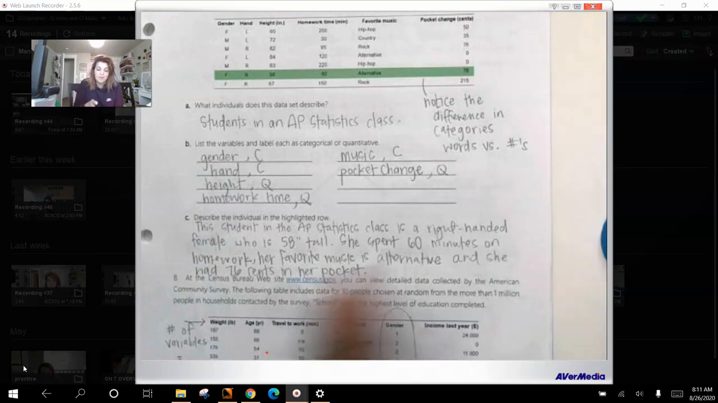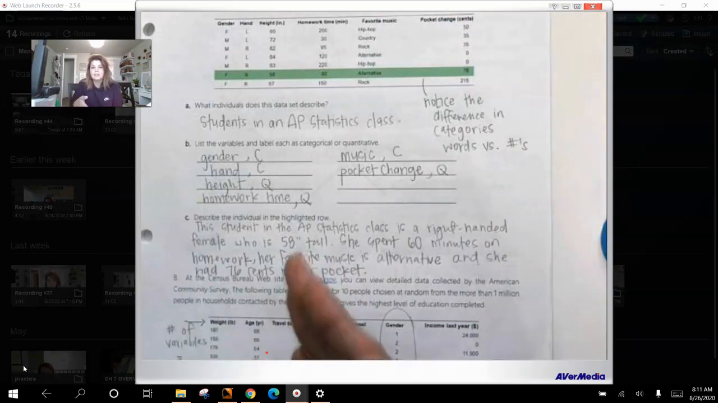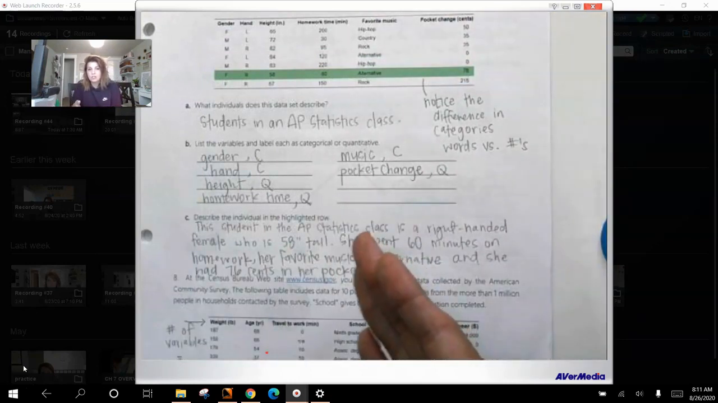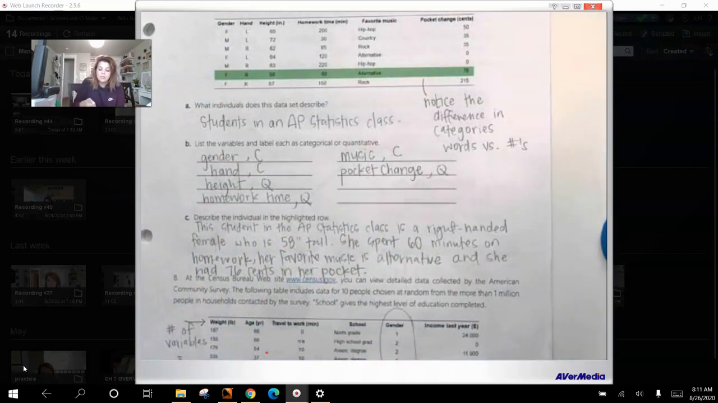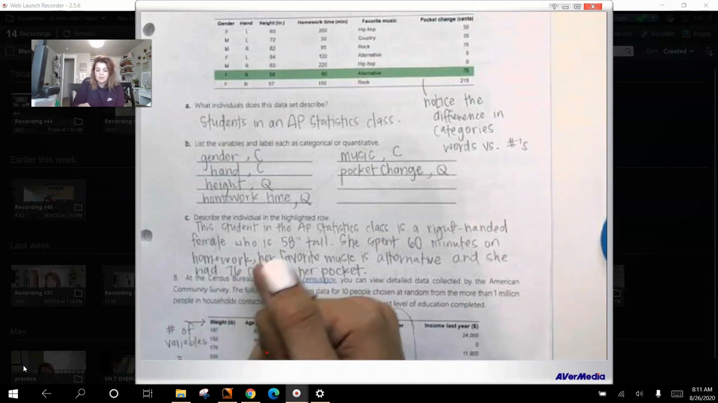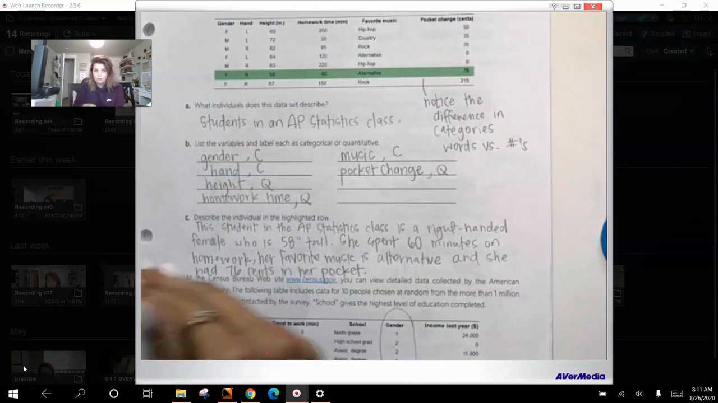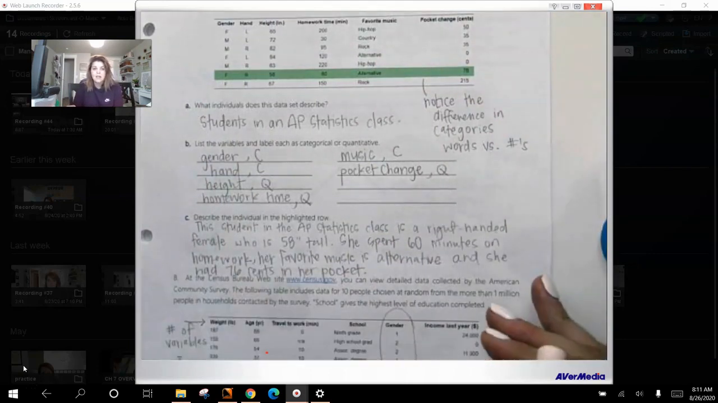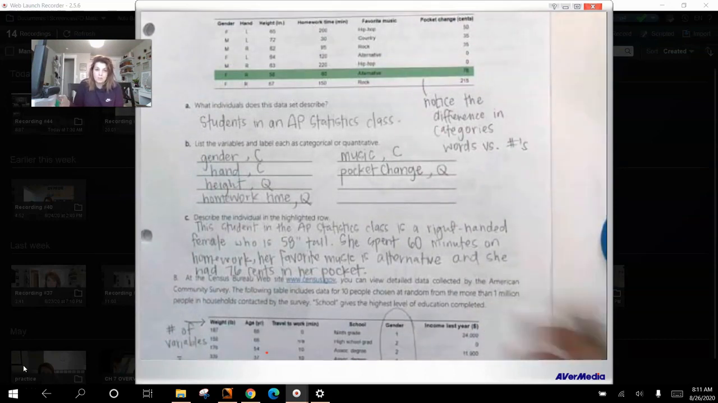At least say female, comma, right-handed, comma, 58 inches tall, comma. I wouldn't necessarily make a list. I don't think that a list is the best idea, but you could make just one run-on sentence and put commas in between each thing.